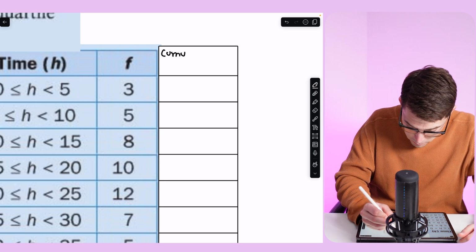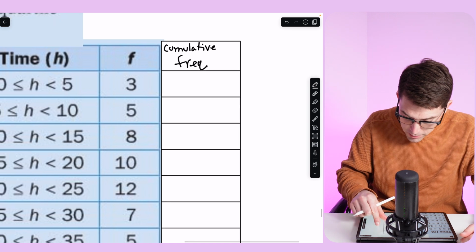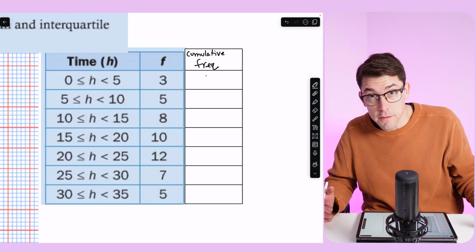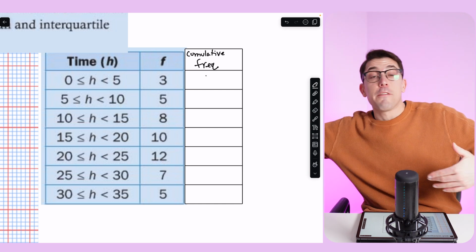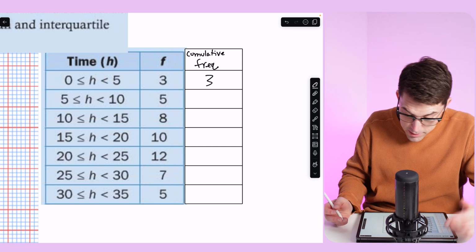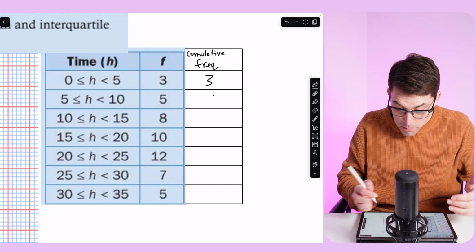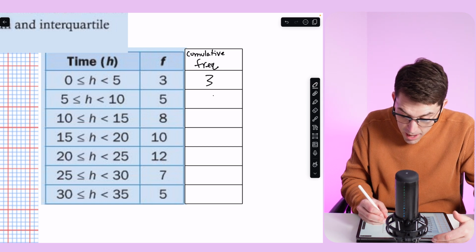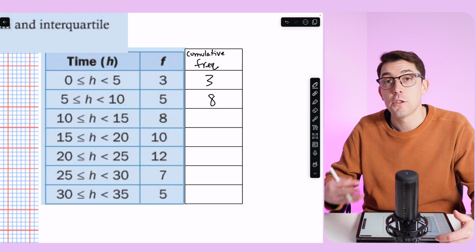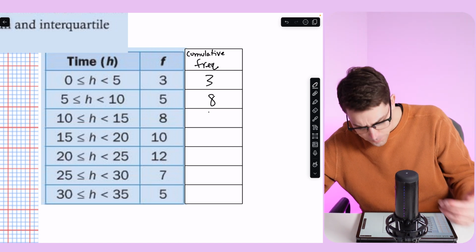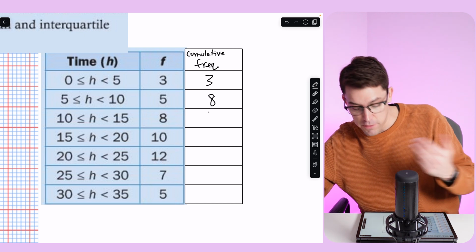So let me write cumulative frequency. And what that is, well, it's the frequency on a cumulative level. So you really are just accumulating frequencies as you go down and down. So what that means is that I had 3 batteries that lasted between 0 and 5 hours. But now, when I have 5 new batteries in between 5 and 10, I now have a cumulative frequency of 8. So I am making everything cumulative. I am adding each and every value of the frequency as we go through these different intervals.